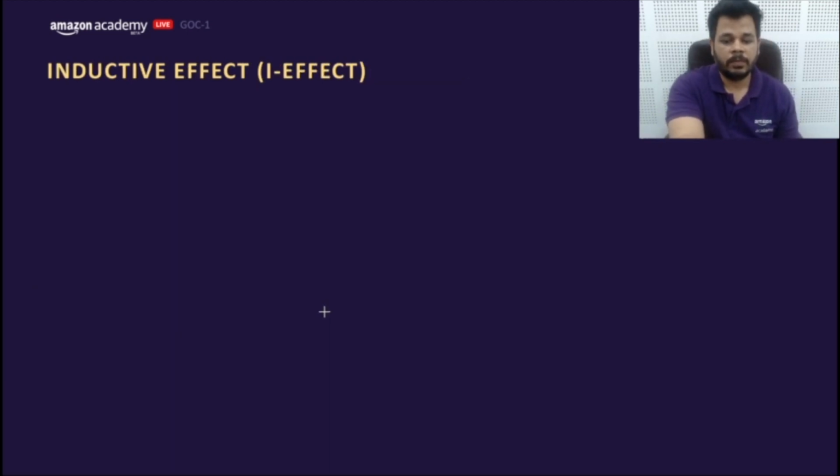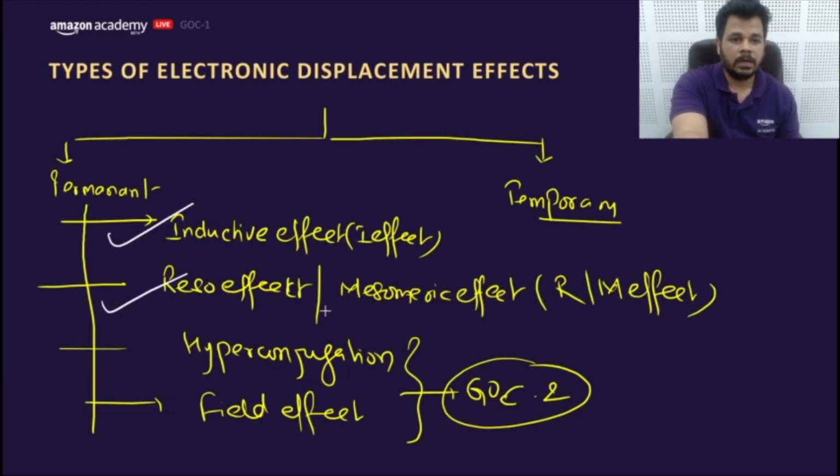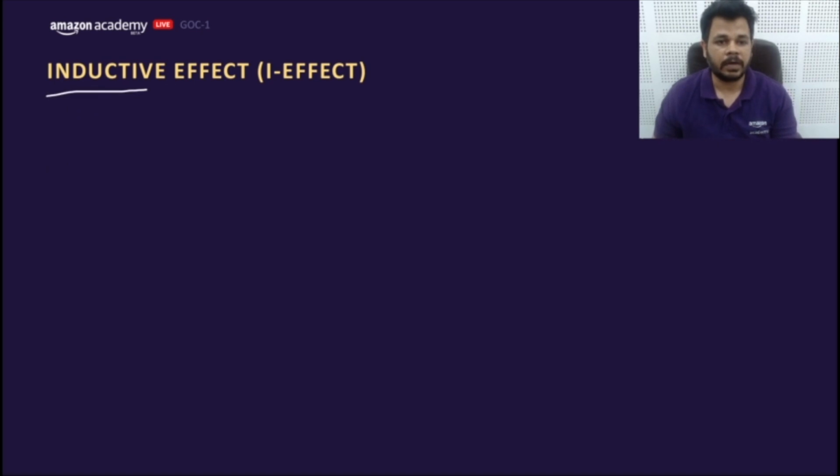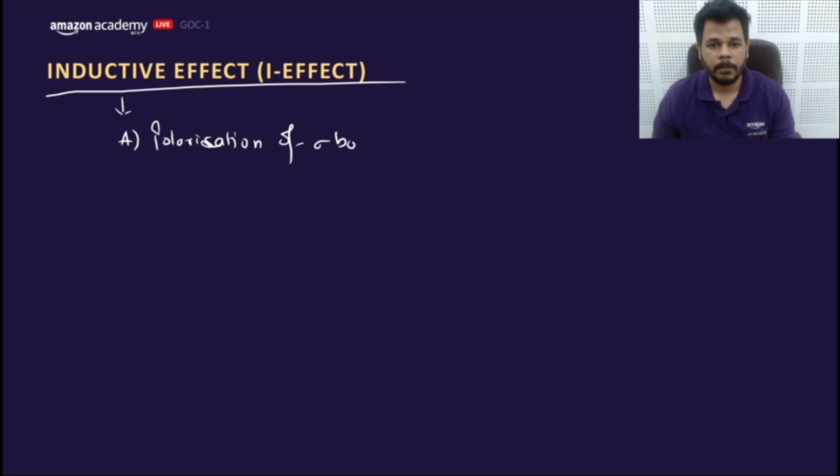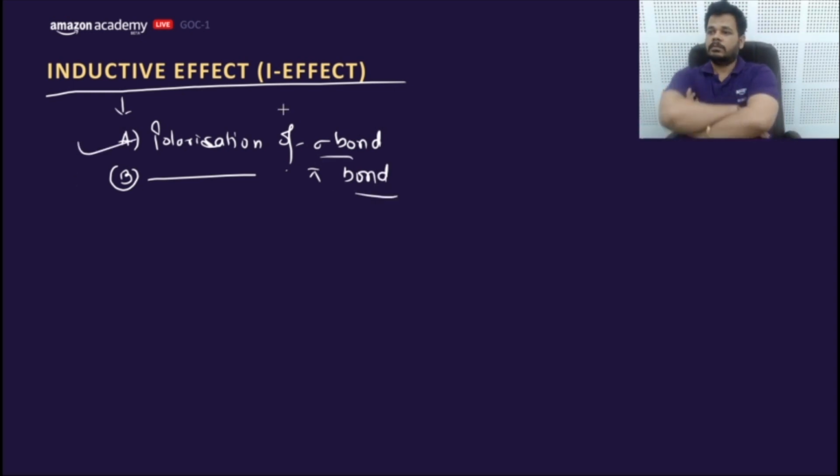So let's start the topic inductive effect. What is the inductive effect? A, it is polarization of sigma bond. Or B, it is polarization of pi bond. What would be your answer?